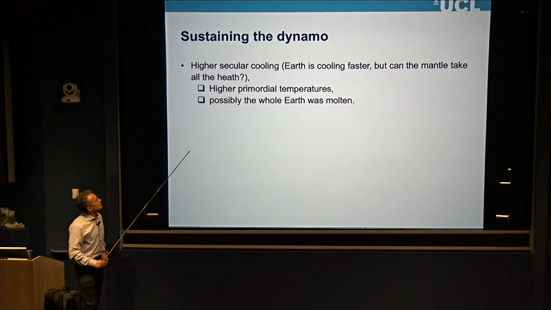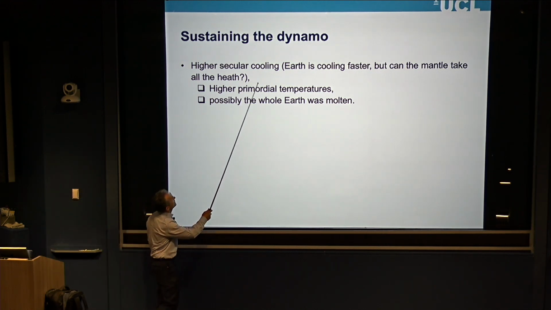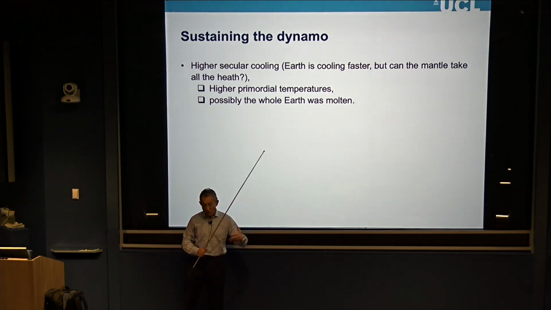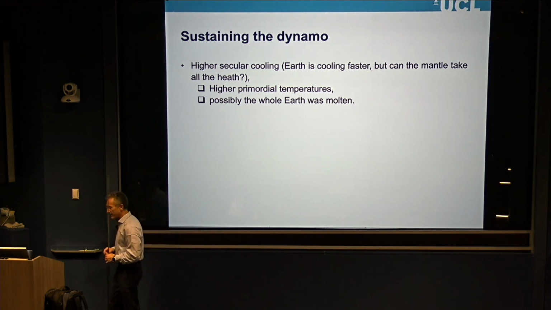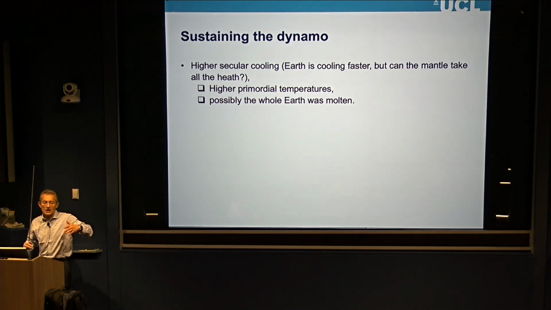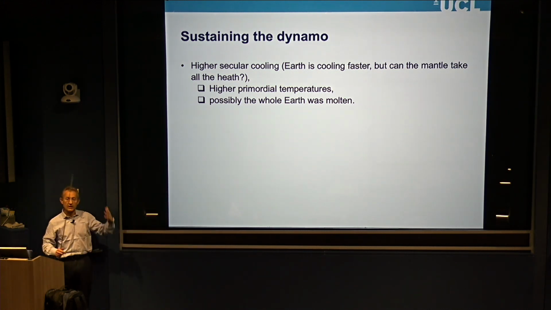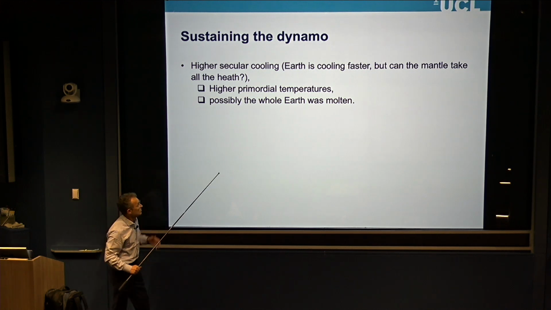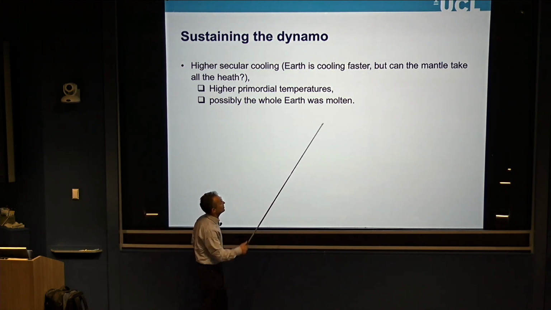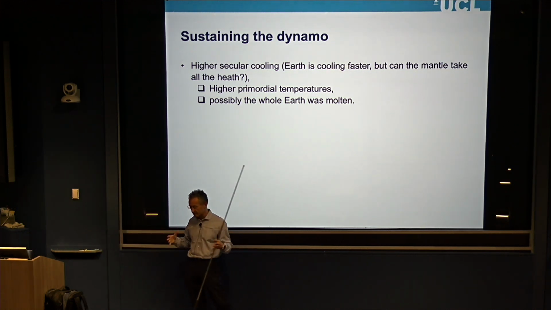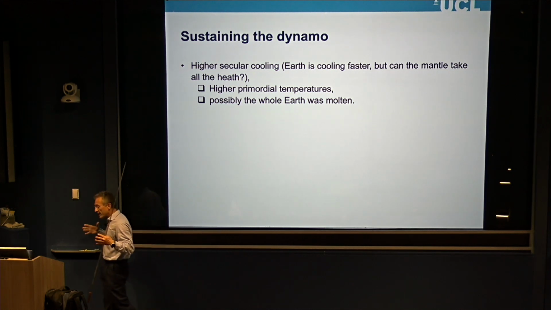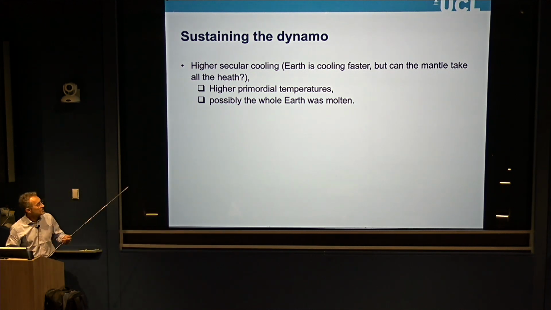Well, you could think of higher secular cooling. So secular cooling is the cooling of the Earth from the beginning. And so you could start with the Earth a lot hotter originally, which is possible. However, as I said, the mantle must take all this heat. And it's not clear that the mantle can take all this heat. Well, I'll come back to this in a minute.